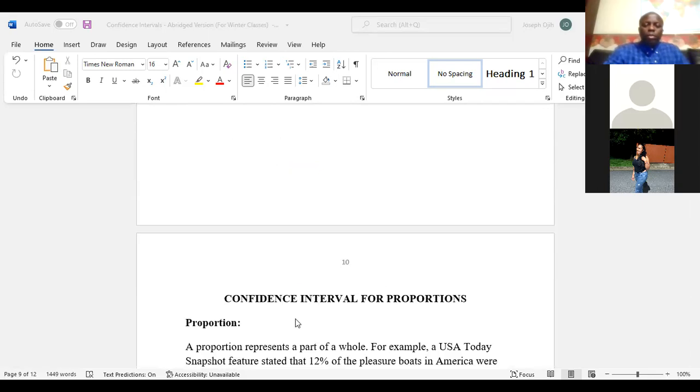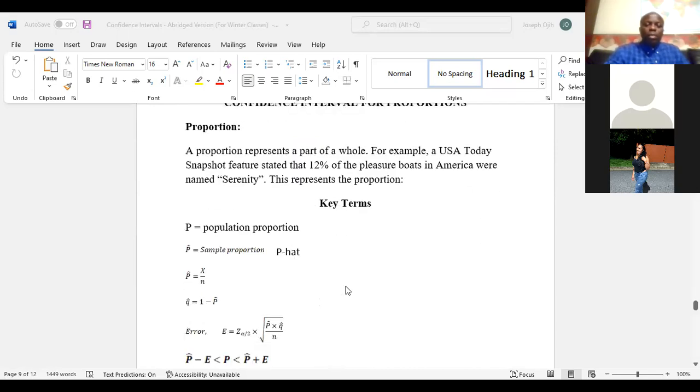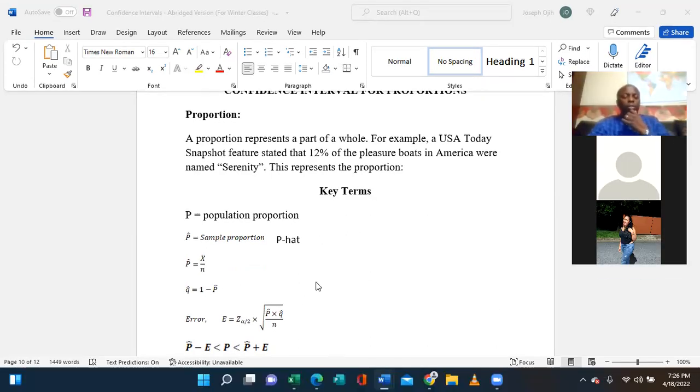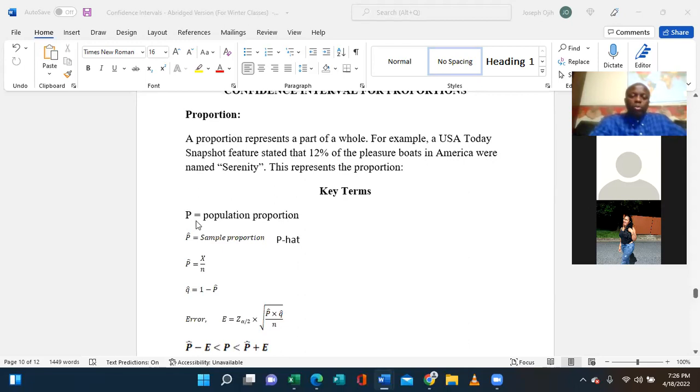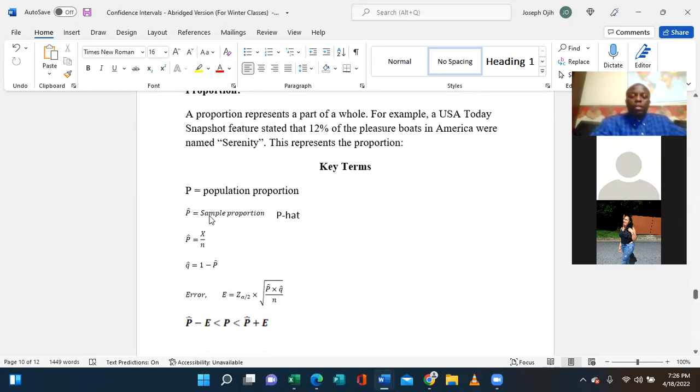When we talk about proportion, we are referring to the percent. The proportion is a part of a whole, so we call it a percent. We call it proportion when we are doing confidence interval. For that type of confidence interval, we are trying to estimate the population proportion using the sample proportion, which we represent as p hat.